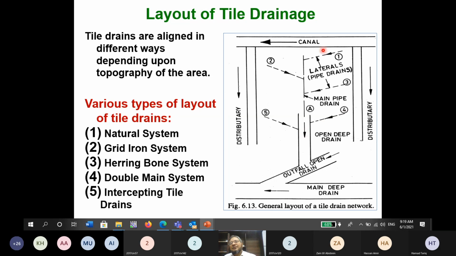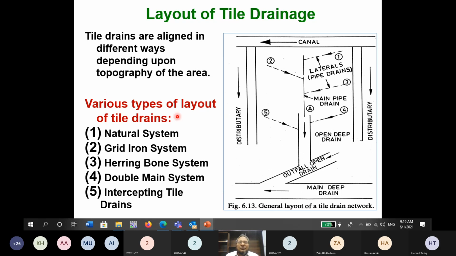We have computed their spacing, right? This spacing is 50 to 150 feet. And these are called lateral tile drains. And this is the main tile drain. Where will it go, where will it fall? It will fall in an open drain. And the open drain can then fall into the main open deep drain.